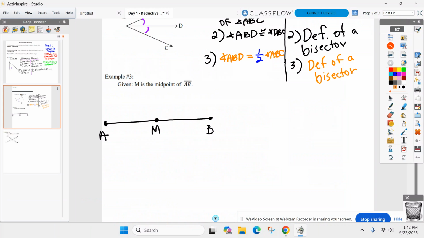So I put point M in between points A and B, and I put hash marks on each side. Where'd you put hash marks? Between points A and M and M and B. Okay. Hopefully everybody else did that as well. I don't want to say why we did that because that's coming up. So let's go to our statements and reasons.